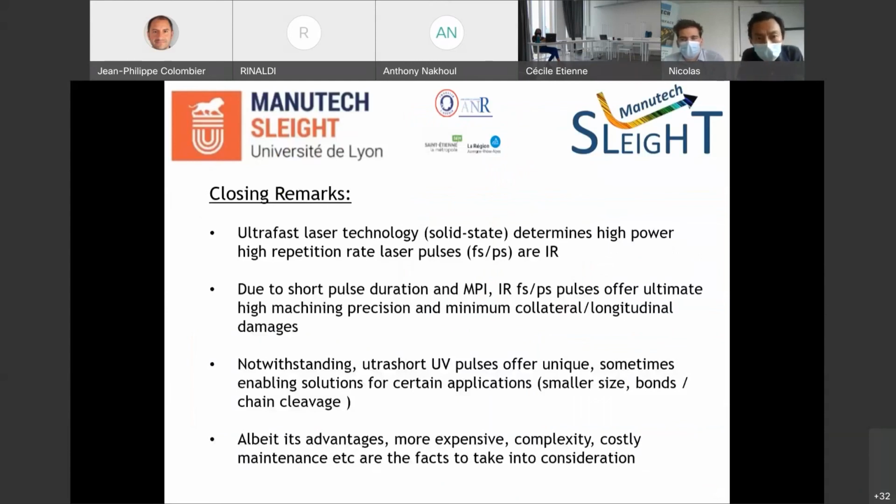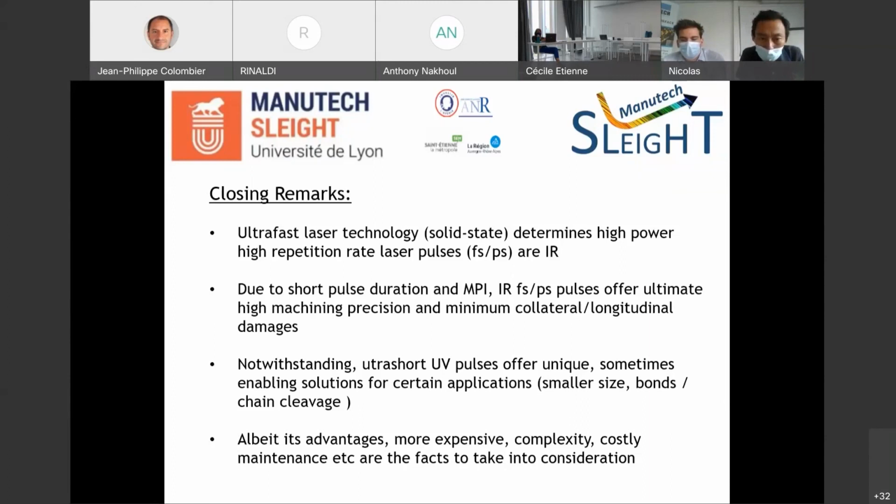Closing remarks. Ultrafast laser technology, more or less the solid state technology, determines high power, high repetition rate laser pulses, especially used for industrial processing. They are femtoseconds or picoseconds. The wavelength of the laser source is very often in the infrared. And due to the short pulse duration and multi-photon ionization, infrared femtosecond or picosecond laser pulses can already offer ultimate high machining precision and minimum collateral and longitudinal damage.